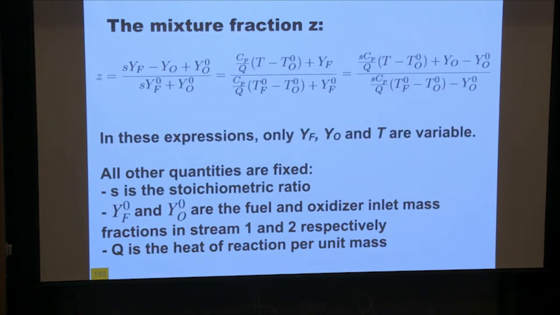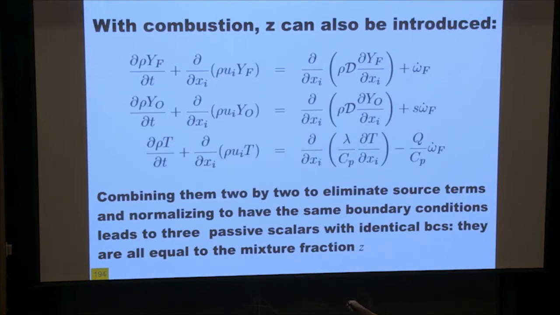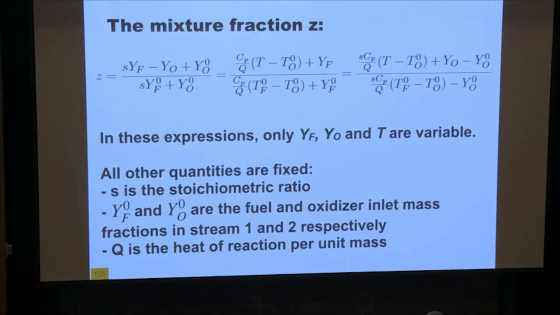So for example, if I take S YF minus YO, this term will go away. So I will have a passive scalar. And then if I just normalize it by the values in the fuel and in the air, I can even make it a mixture fraction. The expression is written here. It's exactly the same thing I did for mixing. You see that Z, this is the passive scalar, and if you normalize it by its value in the oxidizer divided by the value in the fuel minus the value in the oxidizer, this thing goes from 0 to 1. And this one too, and this one too, which means that they are equal. So exactly like we did for mixing lines, when you go to combustion, you can build passive scalars, which are equal.